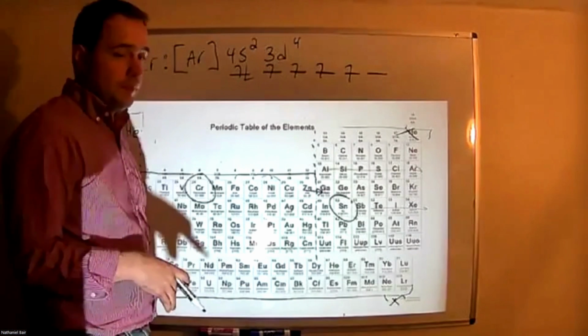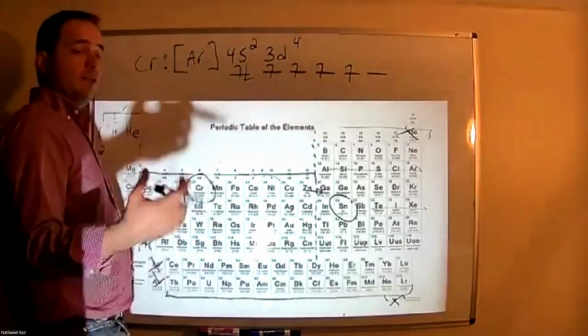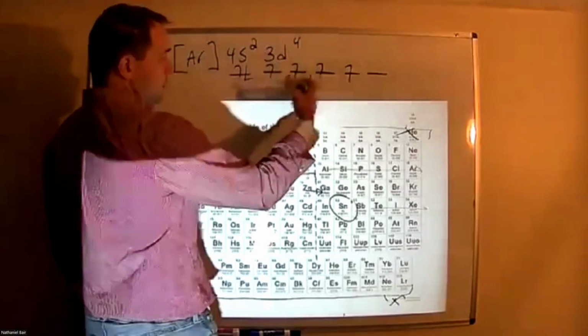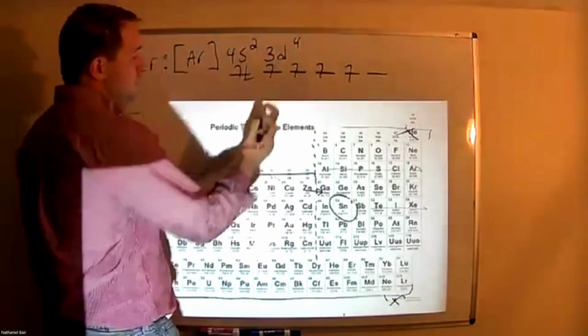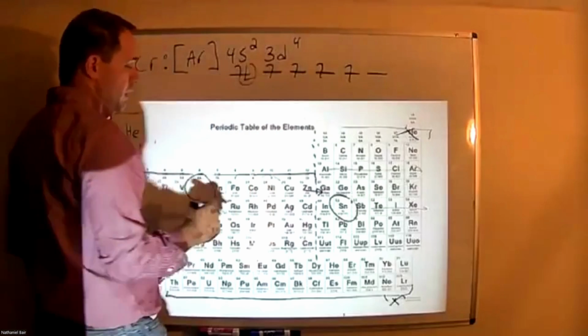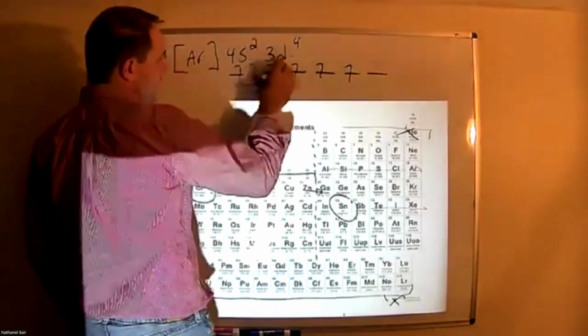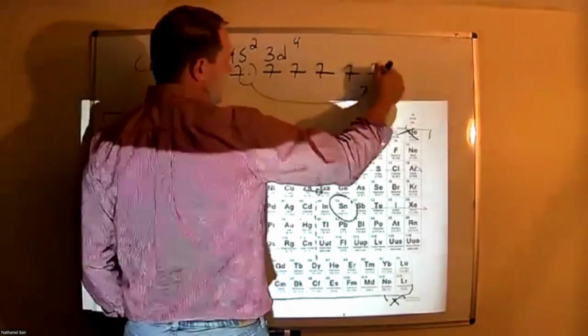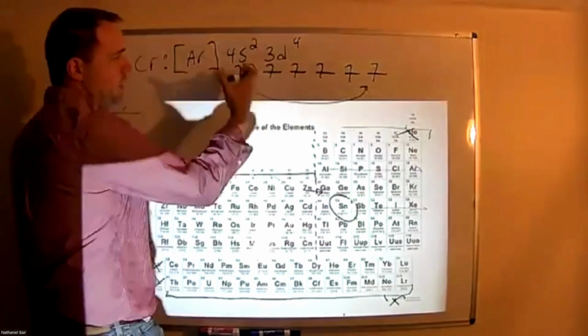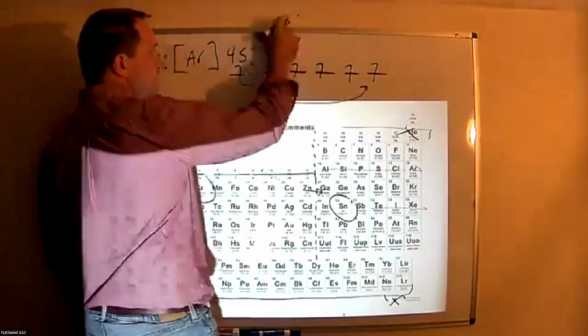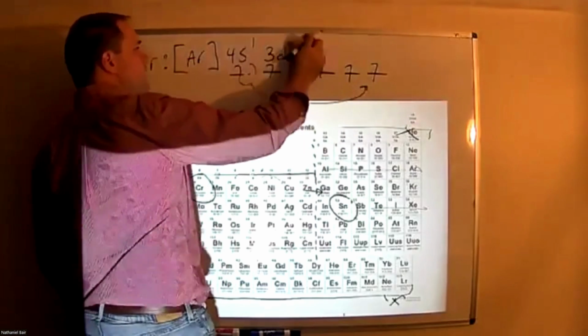Here's what it does. D4s and D9s don't exist, so it's not stable. Here's what they actually do. They steal an electron from here, and they send it out here. So this guy gets stolen and sent to here. So it's not actually an S2D4. It's an S1D5.